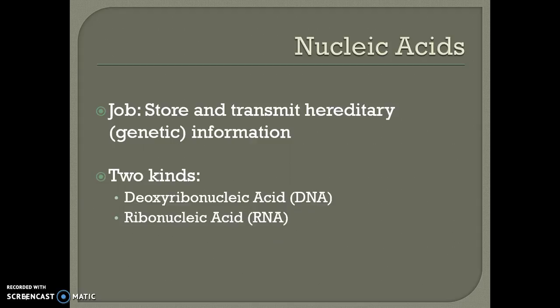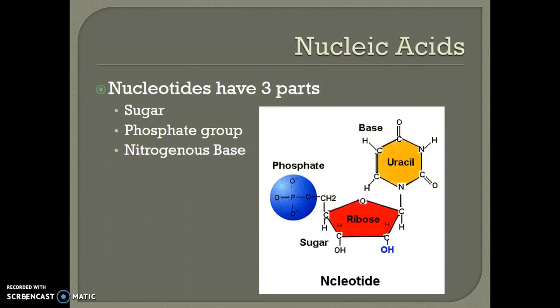There are only two types of nucleic acids known to exist, and that is deoxyribonucleic acid, or DNA, and ribonucleic acid, or RNA. So let's take a look at those building blocks. What does a nucleotide look like? Nucleotides have three parts: a sugar, represented here by the red. Okay, ribose, remember all sugars end in ose, so this is RNA, or ribonucleic acid.